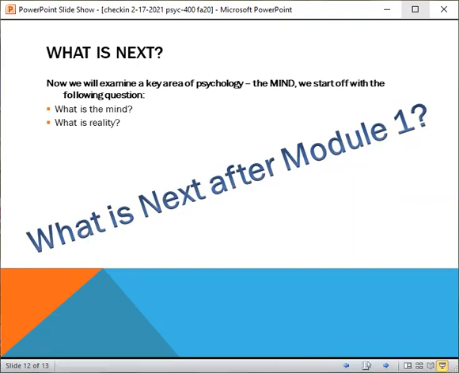When you open up the next module, we will be examining a key area of psychology, the mind. We're still not in psychology yet, but we're going to be looking at one key aspect of psychology, the mind. We start off with the following question: what is the mind and what is reality? As you read those chapters, 4, 5, 6, and 7 primarily, but 4 definitely, you'll start to question some of the things that we sort of take for granted.